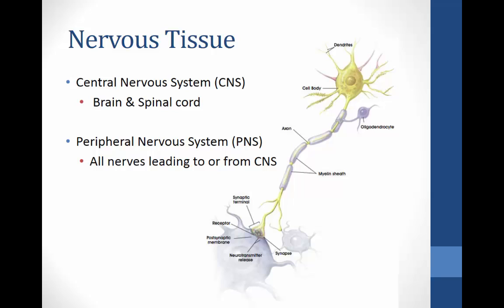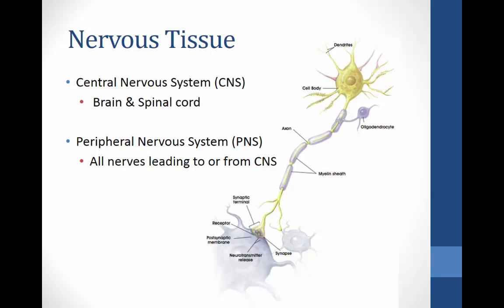Nerves are classified as being in the central or peripheral nervous system. The central nervous system includes the brain and spinal cord. The peripheral nervous system is formed by all the nerves leading to or from the central nervous system. The peripheral nervous system is most frequently damaged during injury, or can transmit a signal, which is commonly referred to as pain, to demonstrate to the central nervous system that damage has occurred.